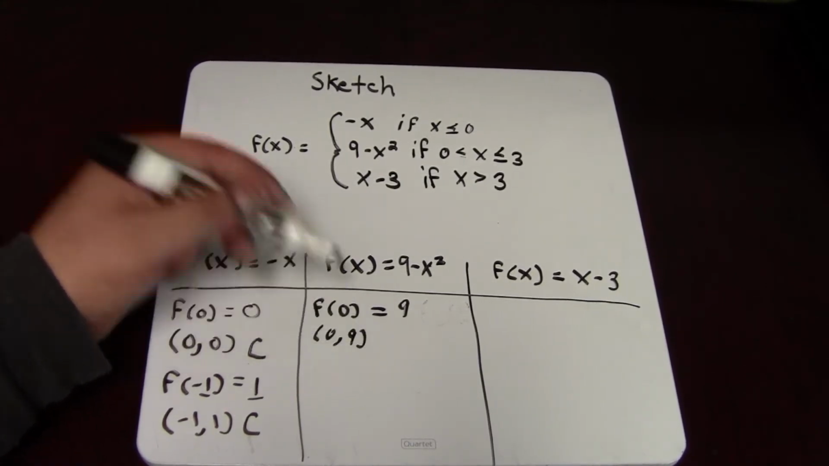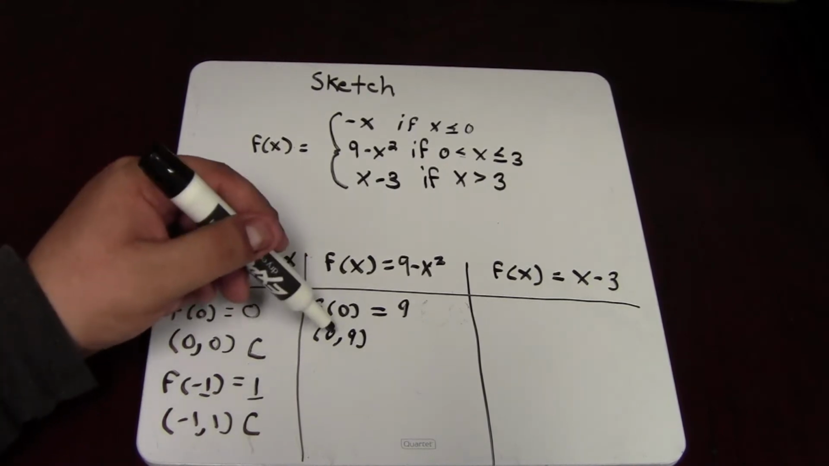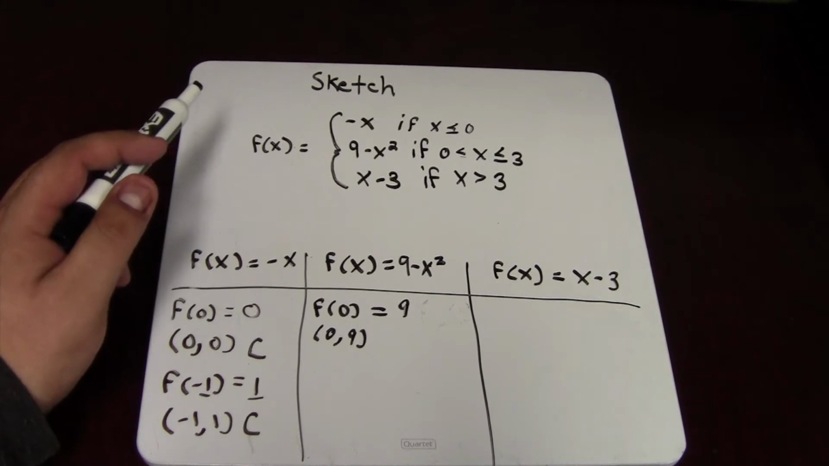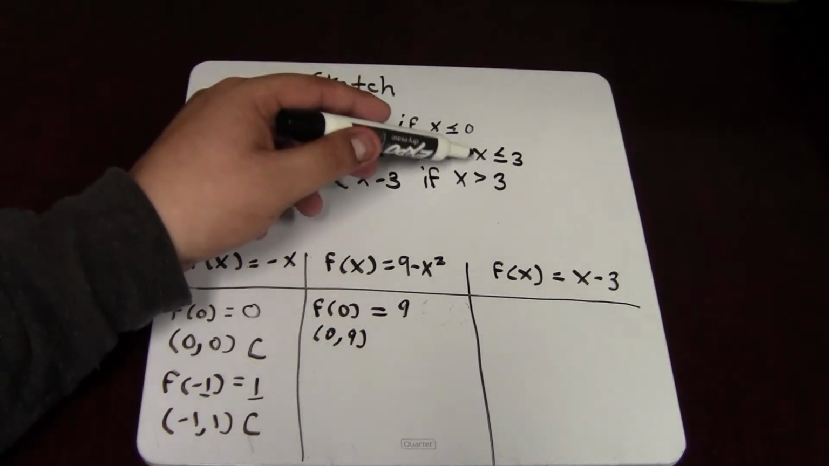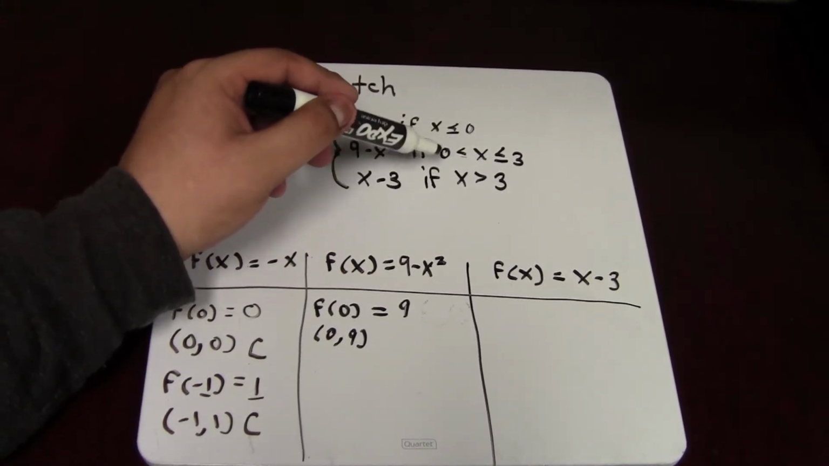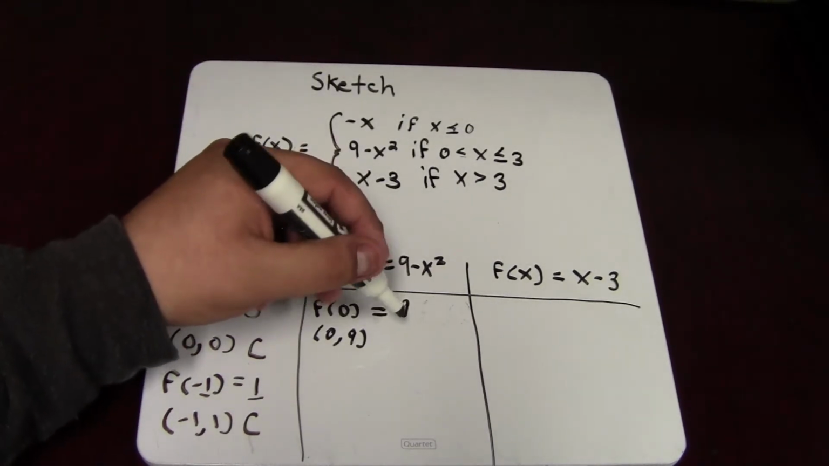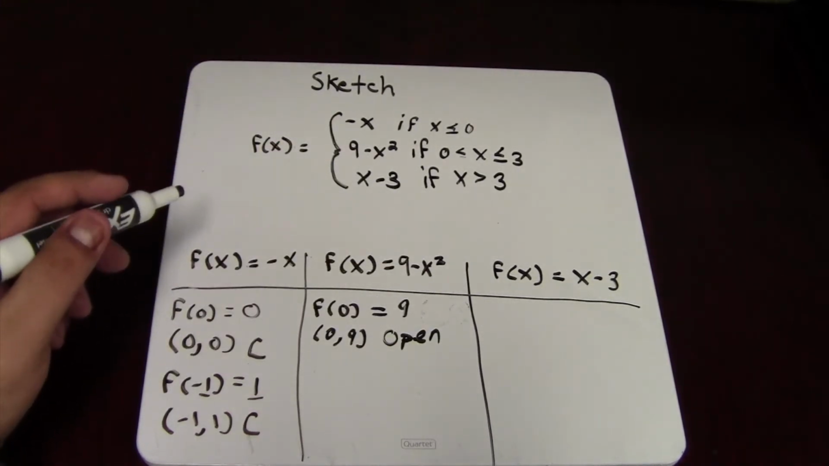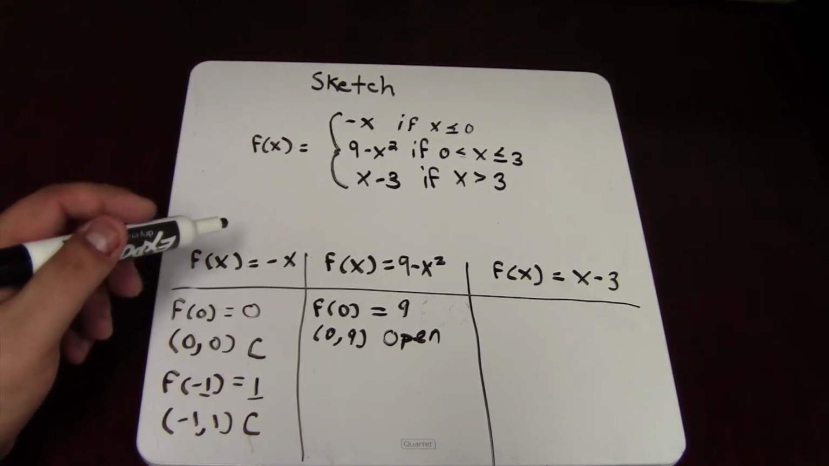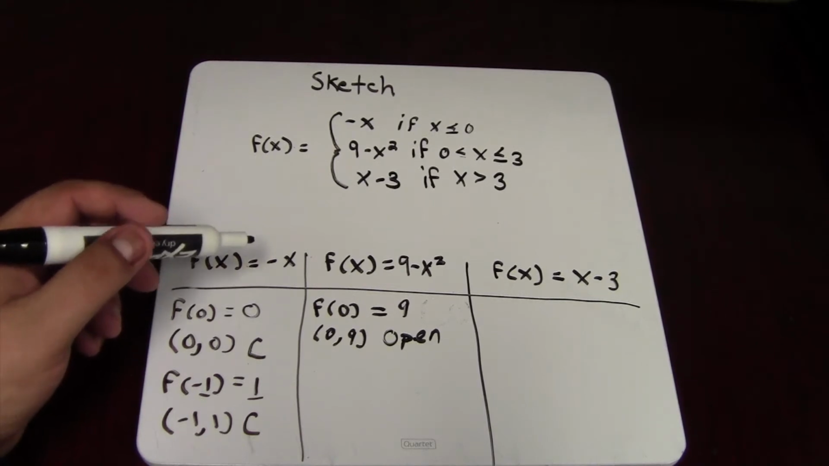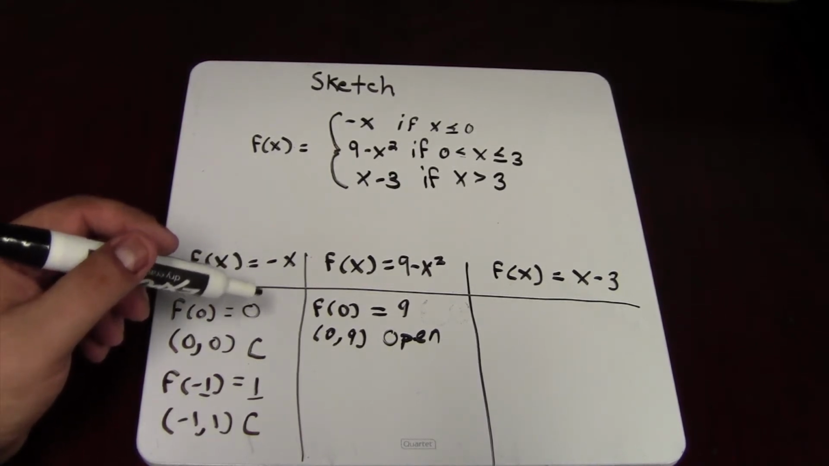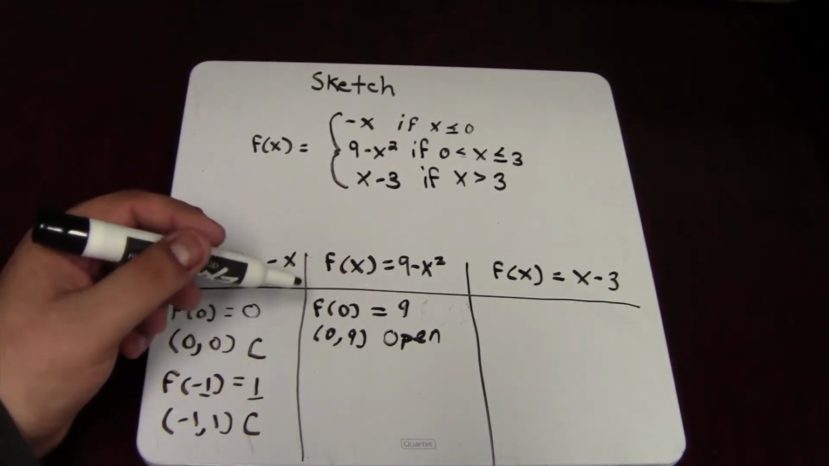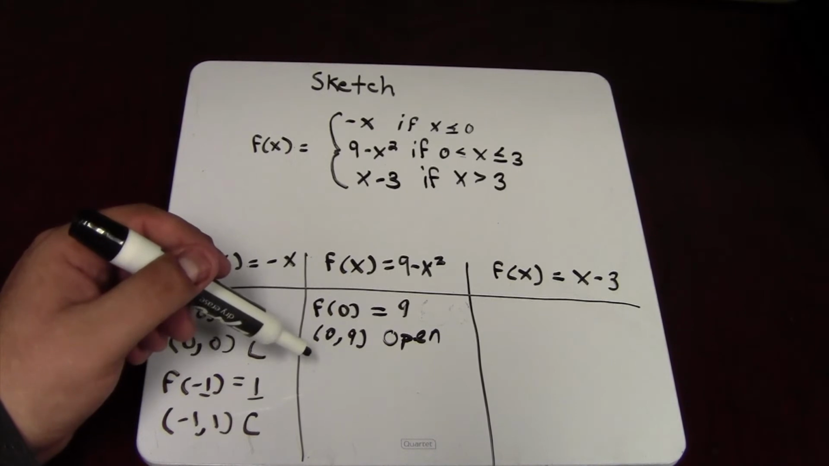Now let's closely pay attention to this. This 0 that we're plugging in is not in this piece's domain. x has to be greater than 0, but that doesn't include 0. So because of that, this one gets an open dot, an open circle. It's not part of that piece. We have to include it when we're figuring out our table of values because it's one of these endpoints, but it is not part of this function. It is not in the domain of this piece of the function.